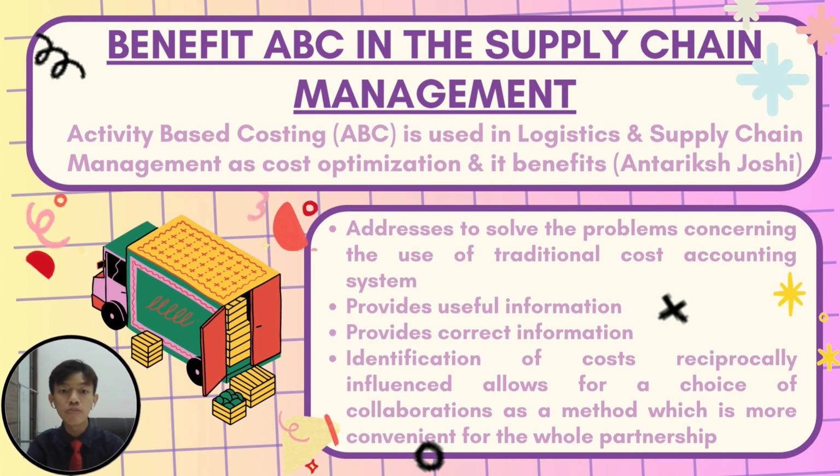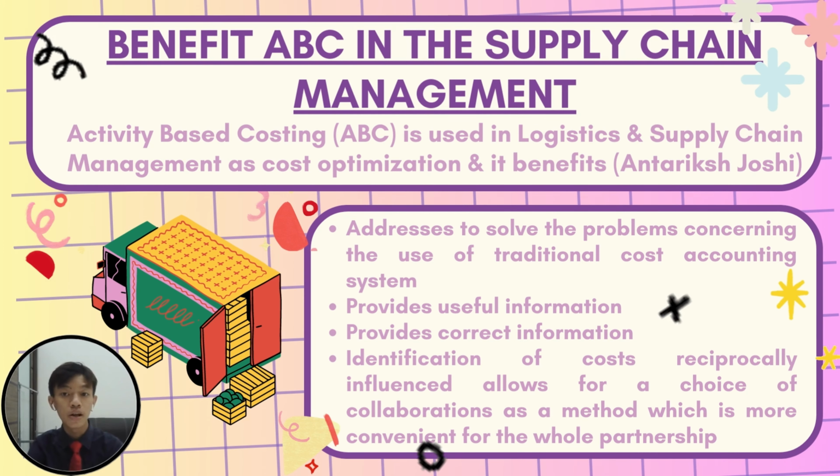Next, I will continue by explaining the benefits of activity-based costing in supply chain management. According to Antarish Joshi, ABC is used in logistics and supply chain management for cost optimization and its benefits. Over the years, the traditional accounting system has become less effective in the field of logistics and supply chain management due to the constantly changing economic landscape and the need for businesses to remain competitive. This system no longer provides accurate information on costs and benefits, and this is where ABC comes into play.